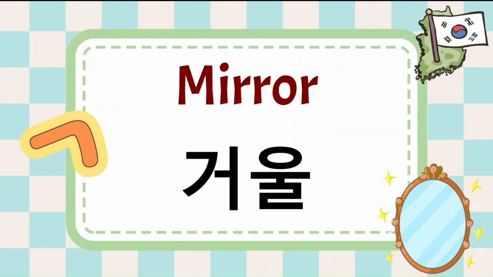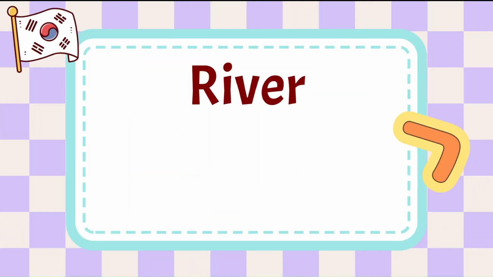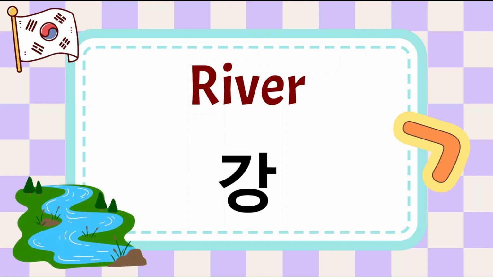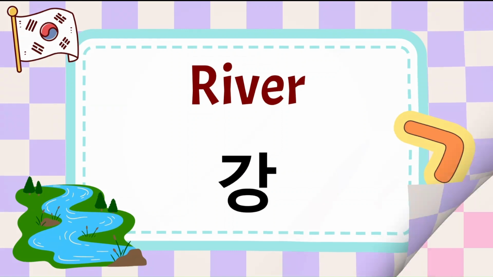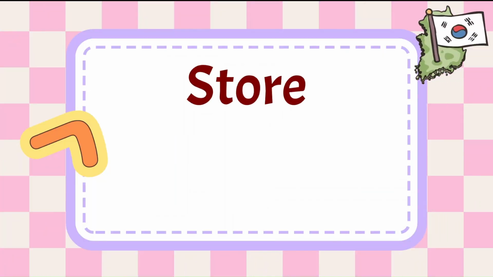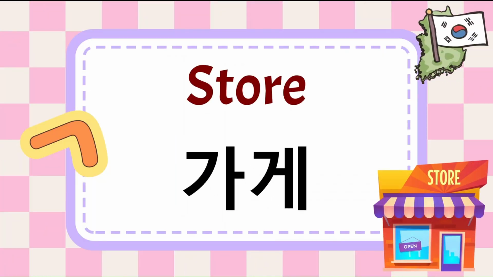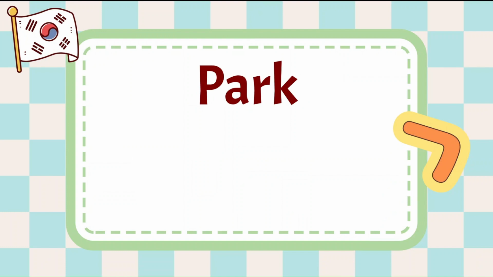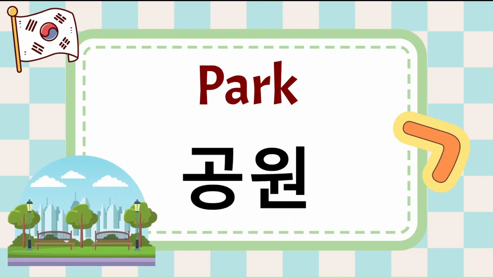And in Korean, it is 거울, 거울. Now, let's see the word for river in Korean. Again, super easy, being one syllable word, 강, 강. Next is the Korean word for store, and that is 가게, 가게. Now let's see the Korean word for park, 공원, 공원.